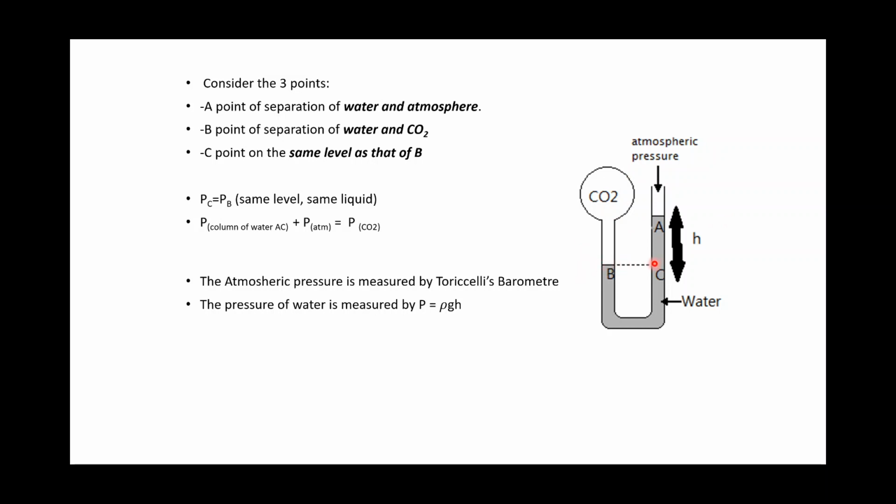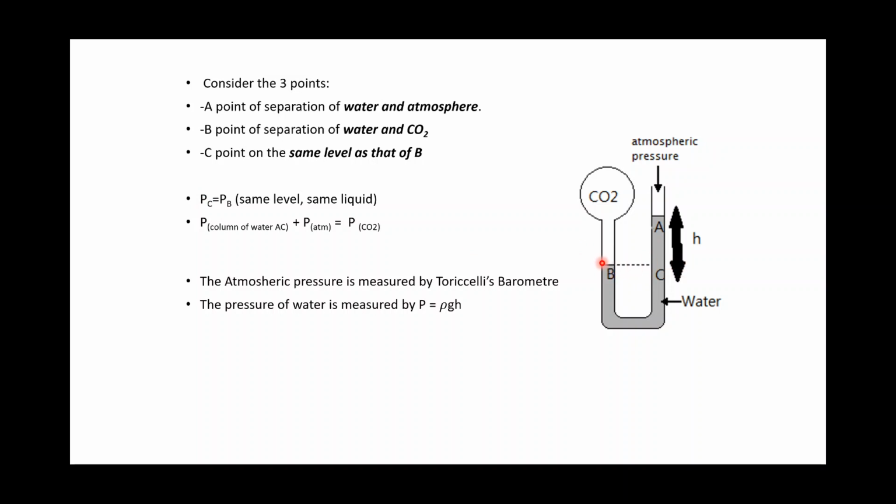We take 2 points, B and C, on the same level. B is the point of separation of this liquid water and CO2, and C is the point which lies on the horizontal. And then we say PB, the pressure at point B, is the same as the pressure at point C. Okay? Why? Because they are located at the same level and in the same liquid.